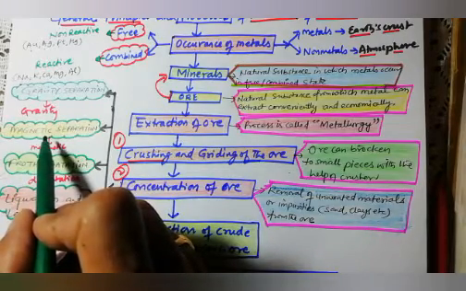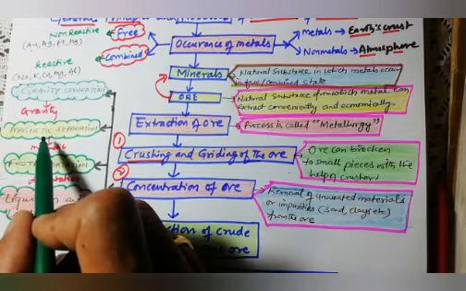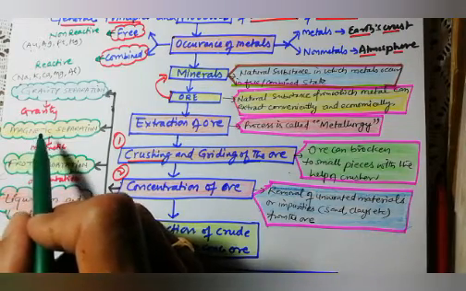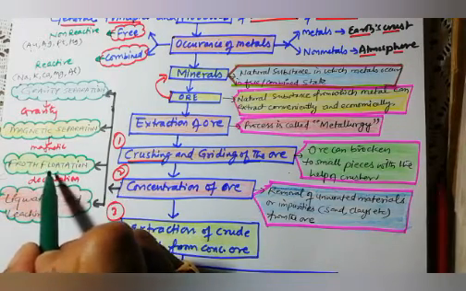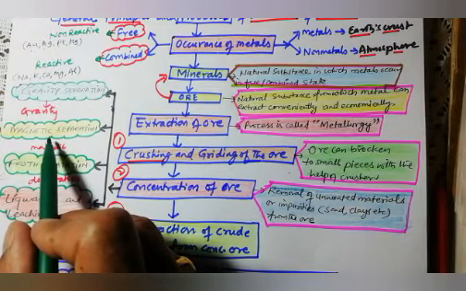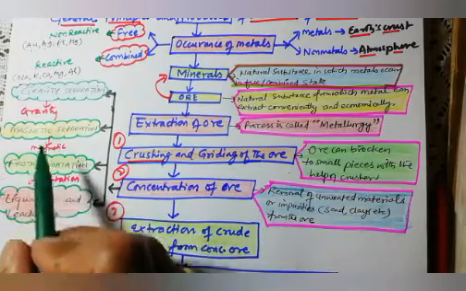Second is magnetic separation. This method is used when either the ore or the impurities are magnetic in nature. For example, this method is used for concentration of hematite, that is an ore of iron, and chromite, which is an ore of chromium. Either the ore or the impurities must be magnetic in nature, then only this method will apply.